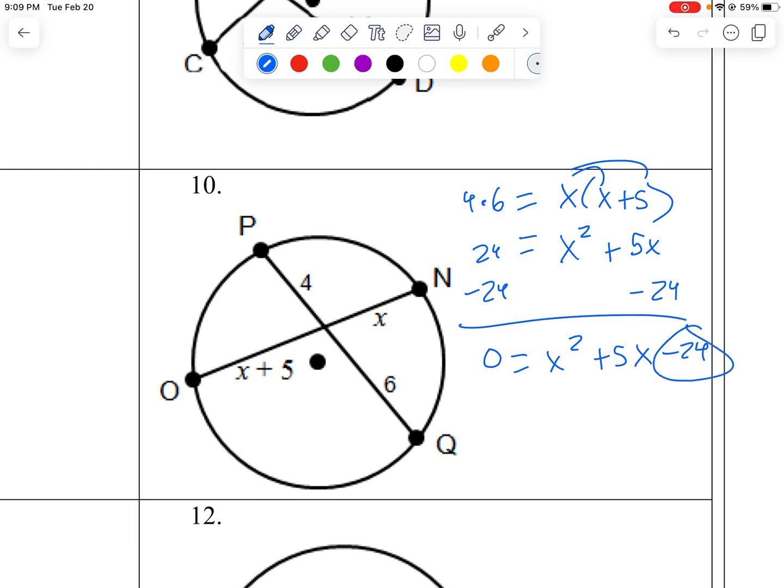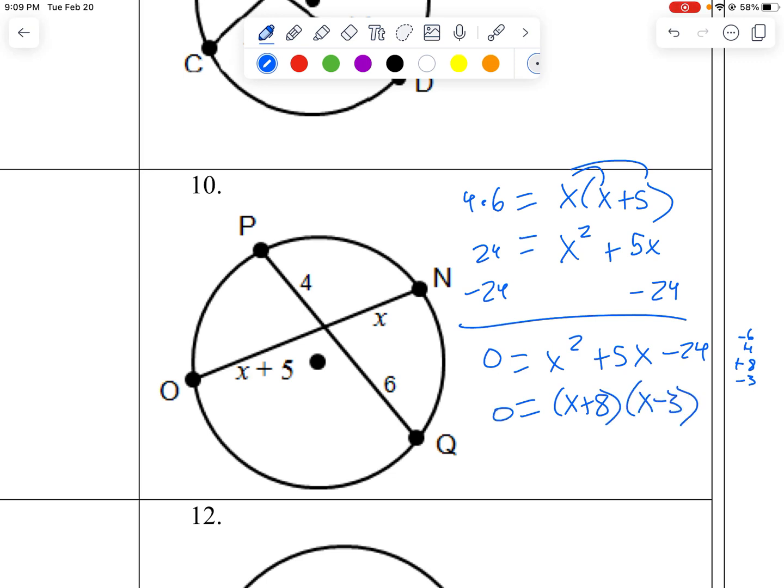Are there factors of negative 24 that equal 5? Let me think a little bit. Let's see. Negative 6 and 4. We got negative 8 and 3. Oh, look, 8 and 3. I just need to switch the signs there. So I need positive 8 and negative 3. So I got x plus 8 and then x minus 3 equals 0.